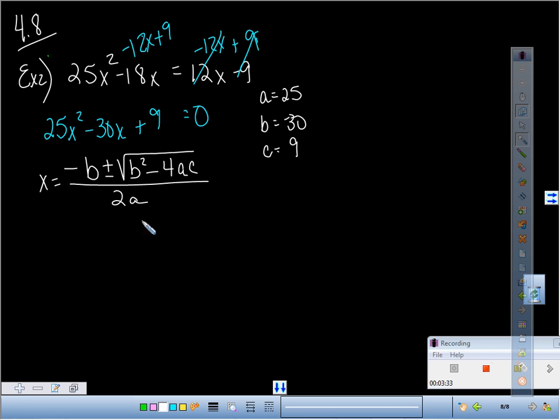Perfect. Alright, so now all we're going to do is plug our stuff in. So x is equal to the opposite of b. If b is negative 30, what's the opposite of negative 30? 30. Plus or minus the square root of, when they say b squared, technically it's negative 30 squared, but I always just drop the sign here because when you square something, you know it's going to be positive. So I'm just going to say 30 squared minus 4 times A is 25 and C is 9, all over 2A.